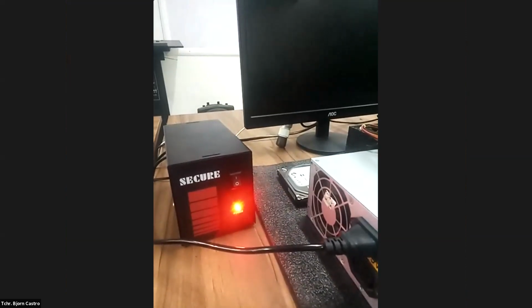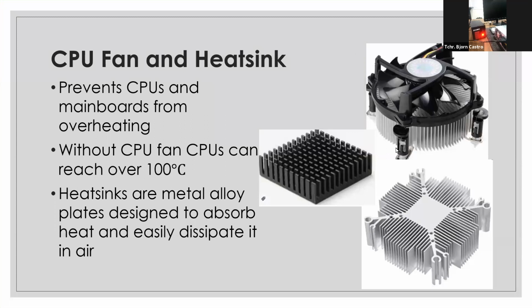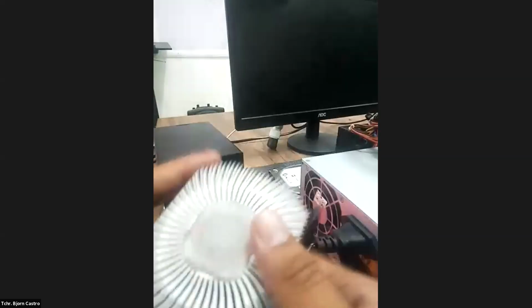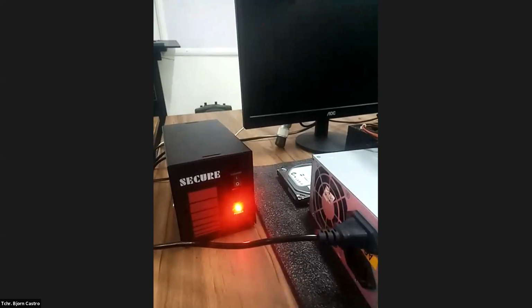Okay? So, next is your CPU fan and heatsink. So, I have here a CPU fan and heatsink. Let me share this back again. So this is your CPU fan and this is your heatsink. This is made up of metal alloy that absorbs your heat. Kaya malamig siya actually. Malamig siya. And nakapatong dito yung CPU nyo. So this is how it works.